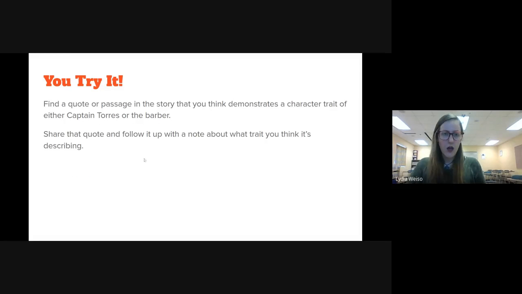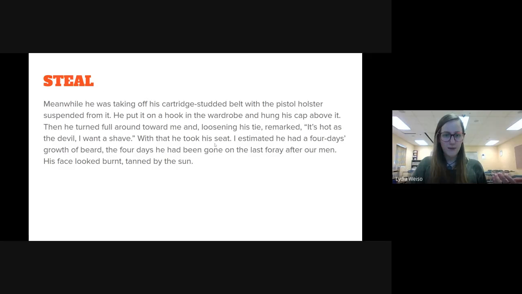A couple minutes. We'll go ahead and skip that second one. Go ahead and find a quote or passage in the story that you think demonstrates some kind of character trait and tells something about the character motivation of one of the characters in this story. And then just follow it up with a brief note about what you think is going on in that passage. So like, you could copy and paste a quote like this, and then just give us a little bit about what you think it's telling us about who Captain Torres is as a person.